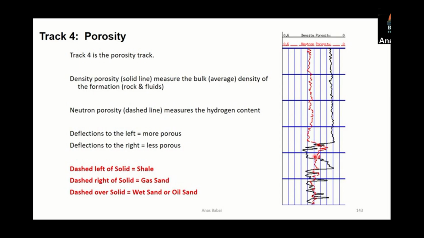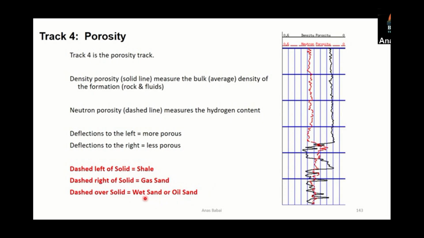So as we said earlier, if neutron is to the left and density to the right, that means the interval is shale. In here we have sand. And based on the separation, it can have oil or gas. If we have a very large separation, that means it contains gas. If the separation is less, then it's oil. And if there are zones here in which the neutron and density logs are overlaying, that means it's wet sand or oil sand.